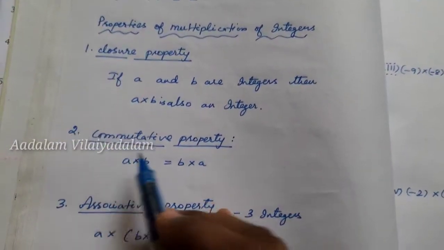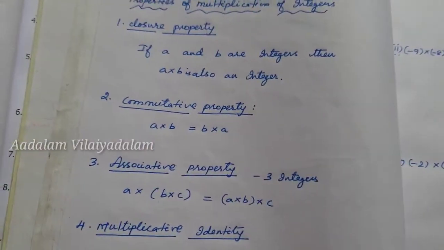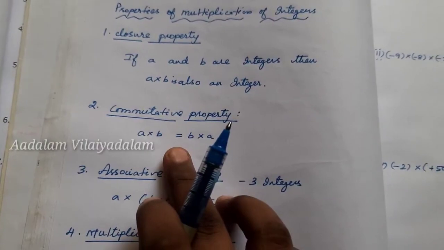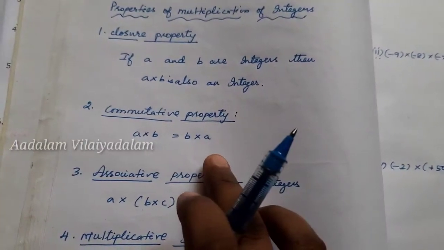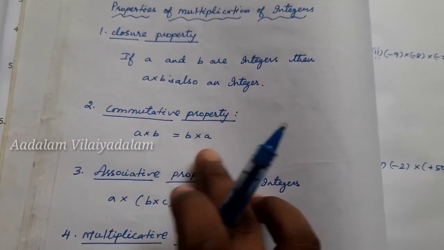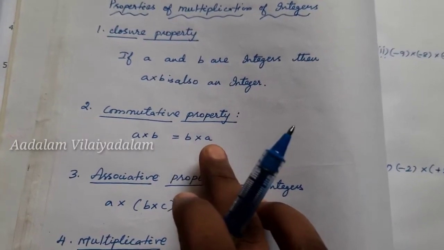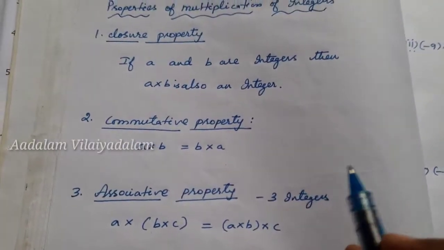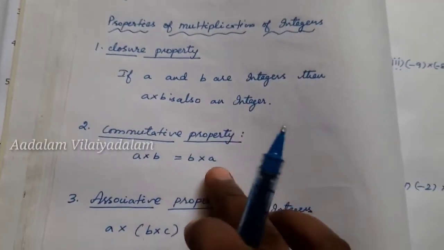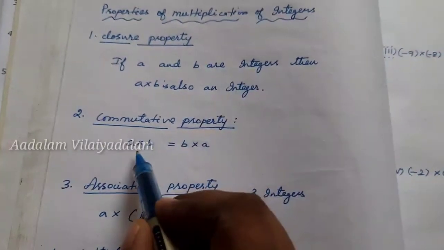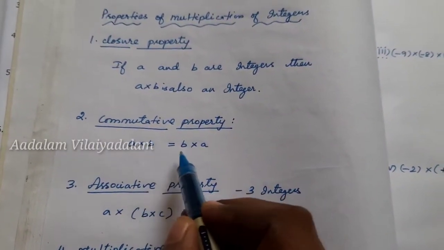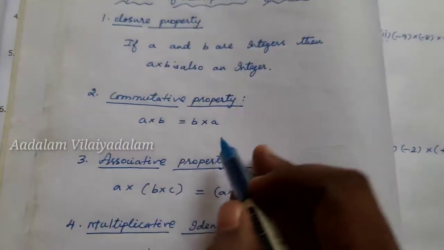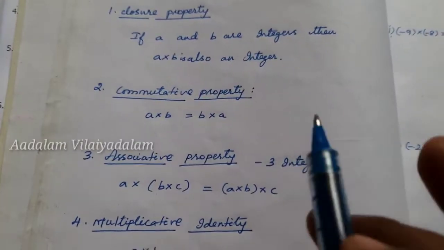What is the second property? Commutative property. If two integers are multiplied, changing or arranging the order of the values also gives an equal result. Here a into b is equal to b into a; the change of order of multiplication gives the same result.